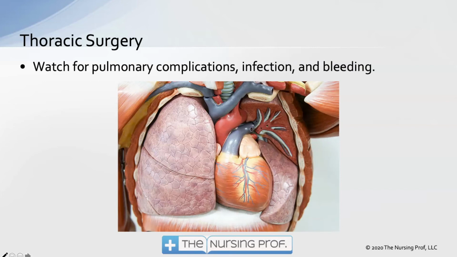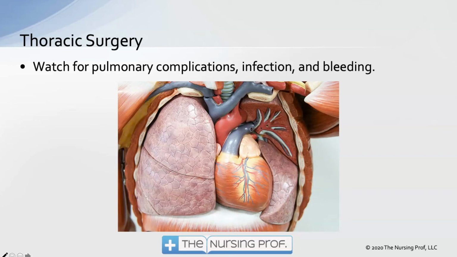Watch for pulmonary complications, watch for bleeding, watch for infection. Okay, again, thoracic cavity here. You see all of the different components, and you see that there's no extra room. If there was extra room in there, all this stuff would slosh around. As you're running, your heart would be sloshing around inside your chest. Your lungs would be flopping all over the place. So there's no room in there for anything else.